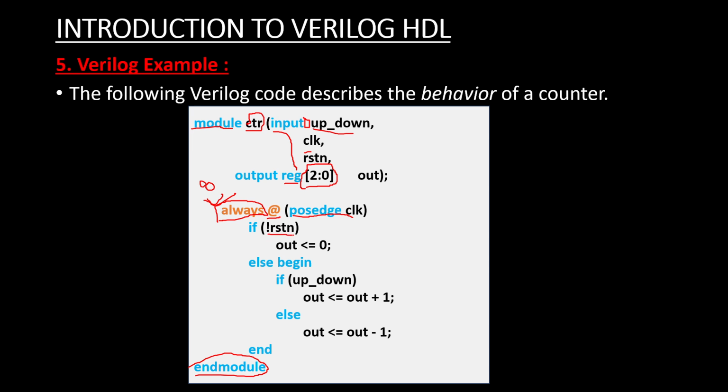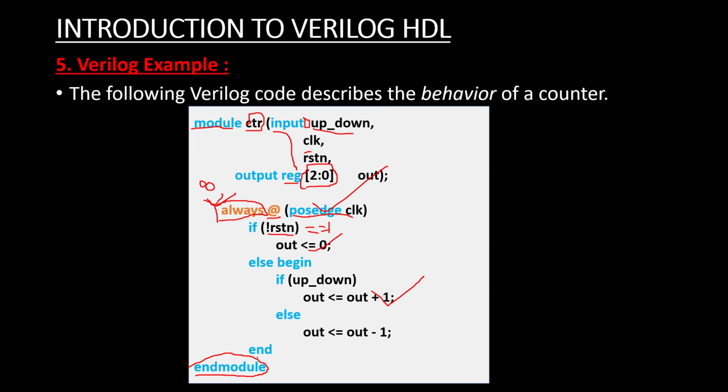If reset bar is equal to 1, we have to declare like this, or else if we leave it like this, it will also work. If it is equal to 1, then at the point of time of the clock edge, output will be 0. Else if up down is equal to 1, then it should be incremented by 1. It acts as the up counter. Else output should be down counter.